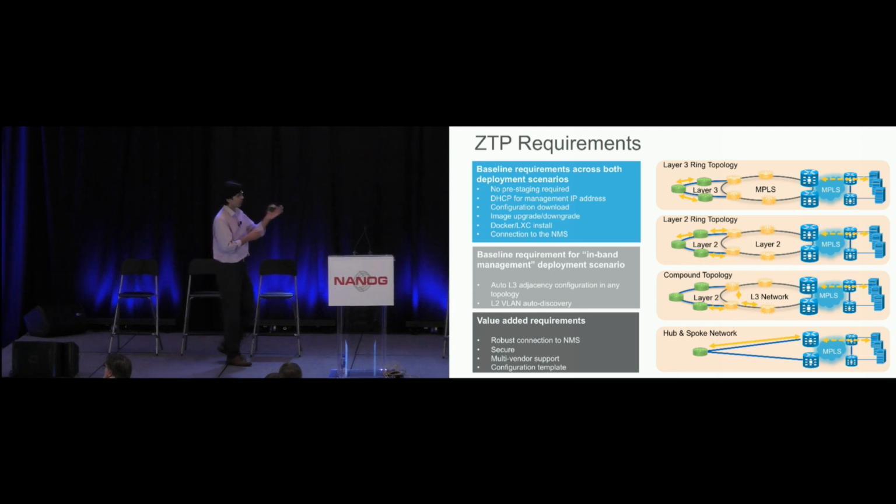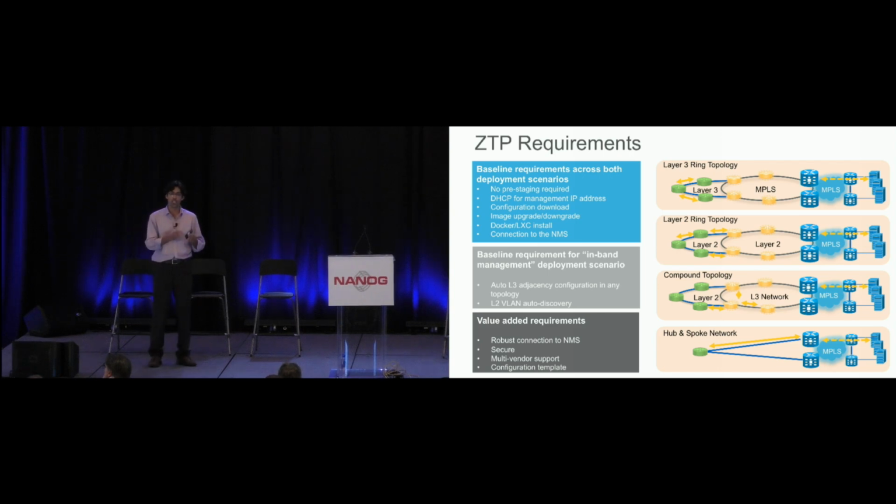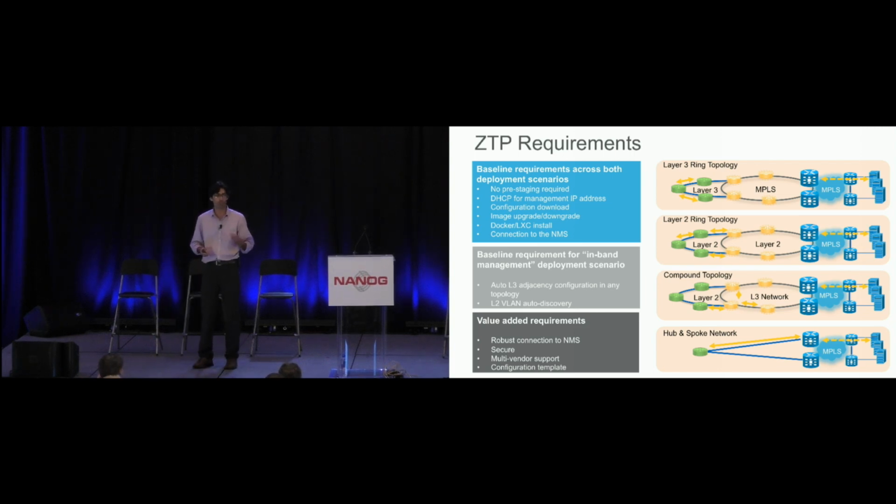Similarly, you have to understand, we need a DHCP server. It's already there. You need to download the configuration. You need to download the images. The box comes up with nothing. So you have to make sure you have a base configuration so that you can reach the NOC. You can reach your remote servers. Once you reach your remote servers, then you can apply your templates, you can modify whatever you want.